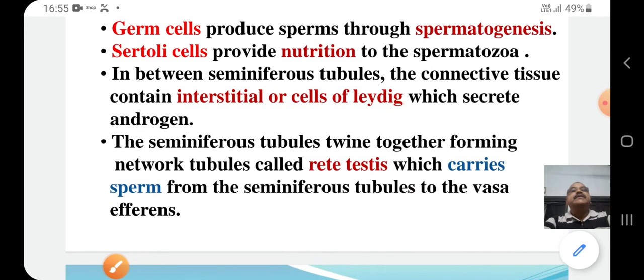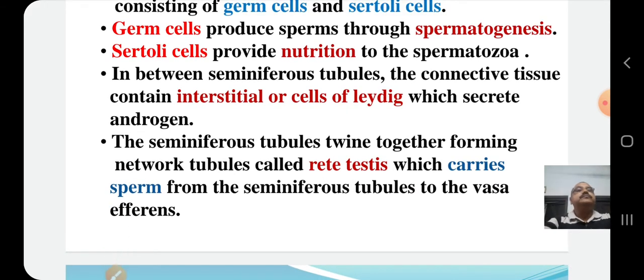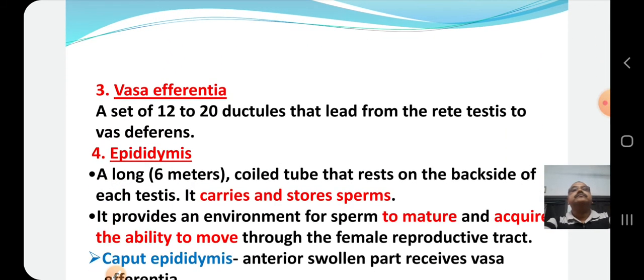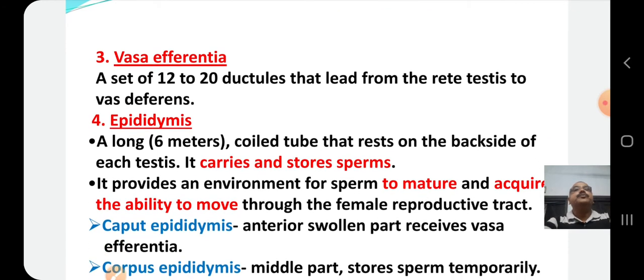The seminiferous tubules twine together to form a network of tubules called rete testis. The rete testis carries sperms from the seminiferous tubules to the vas deferens. A set of 12 to 20 ductules leads from the rete testis to the vas deferens.